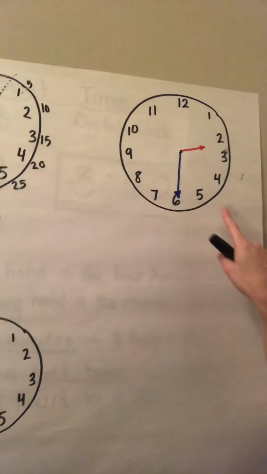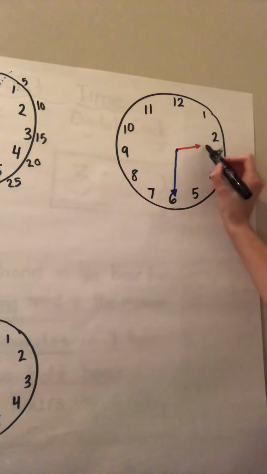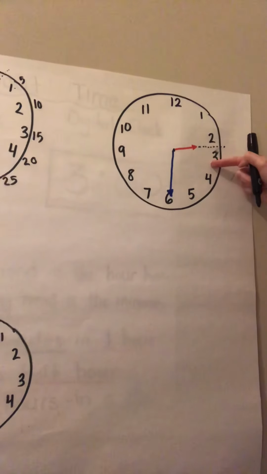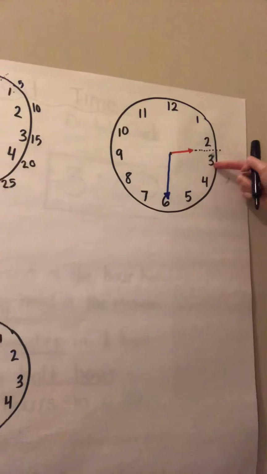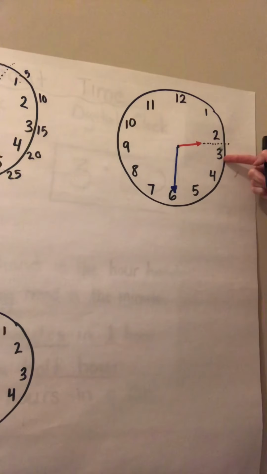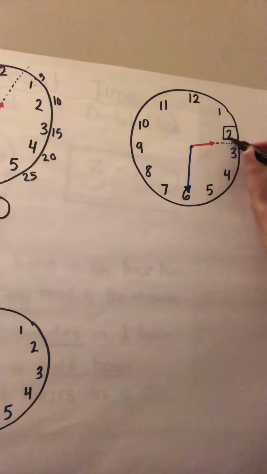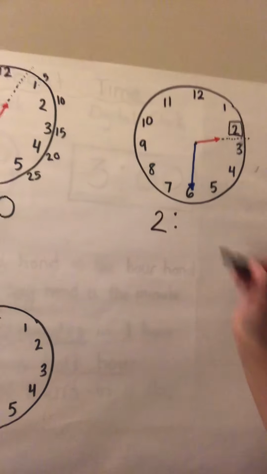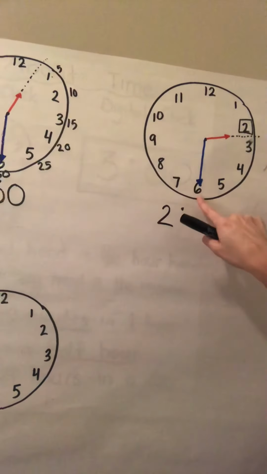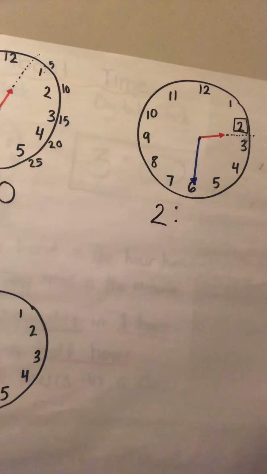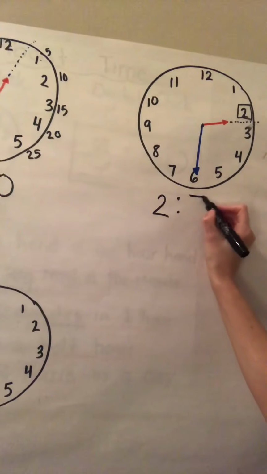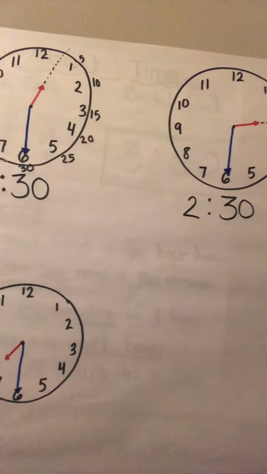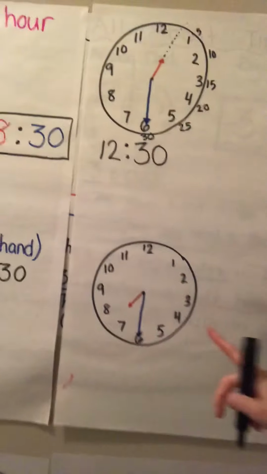Now we're moving to our next problem. So we look at our hour hand first. So I notice it's between my 2 and my 3. So did it get yet to my 3 down here? No, so I have to choose my number above, my 2. So our hour is 2. And then what do we put for when our minute's at the 6? Right, it's our 30. So this time says 2:30. So we have one more practice.